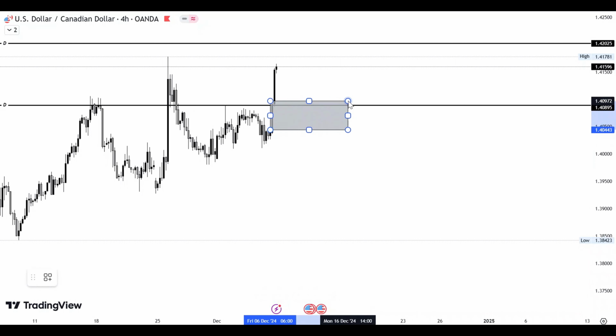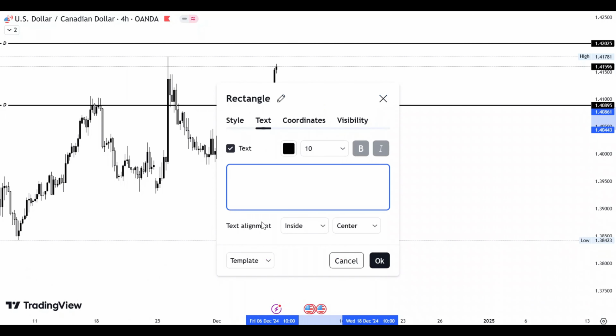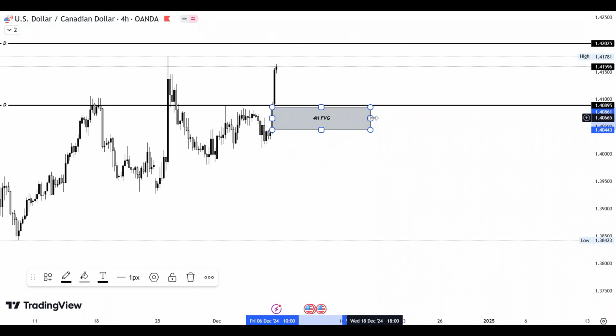So here I have the fair value gap already. I have a fair value gap over here, FVG. I'm going to simplify it as 4-hour FVG.